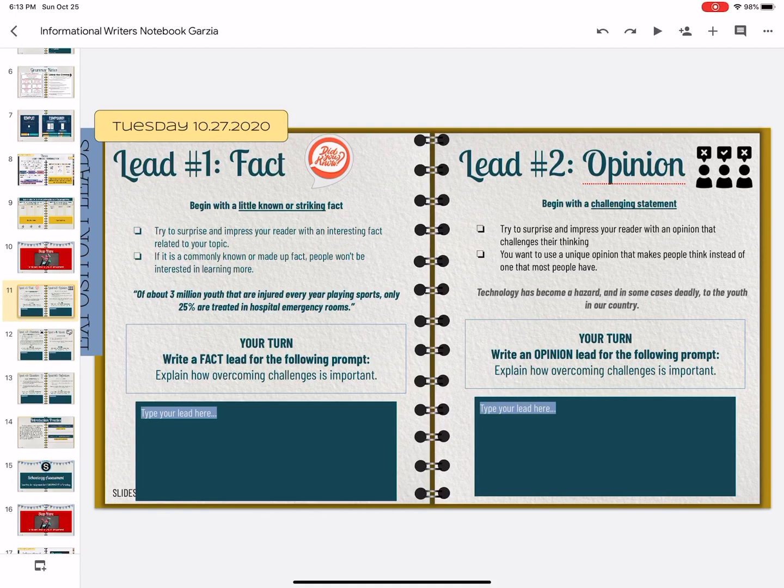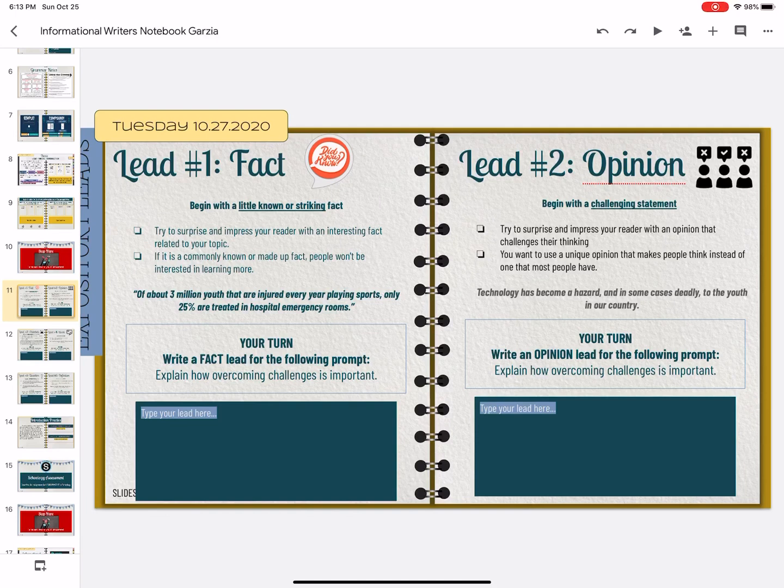Okay, your second type of lead is an opinion. So you want to start with a really challenging statement. You want to try to surprise and impress, again, your reader with an opinion that challenges their thinking. You want to have a unique opinion that makes people think instead of one that most people have. Because if they agree with you, they're going to be like, why am I wasting my time reading this? I already know this information. You want something that kind of pushes their boundaries a little bit.